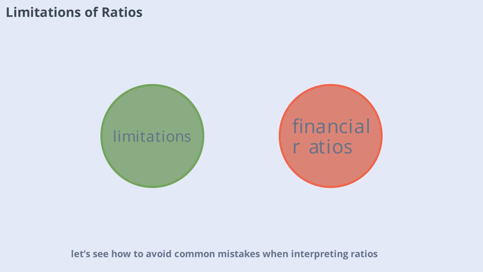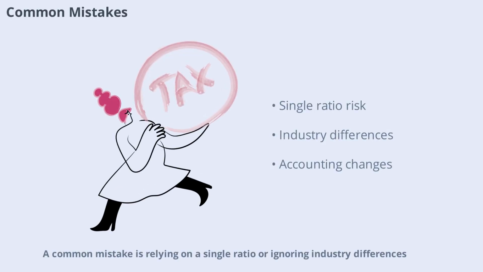Next, let's see how to avoid common mistakes when interpreting ratios. A common mistake is relying on a single ratio or ignoring industry differences. It's also easy to overlook changes in accounting policies or economic conditions that affect ratios. Always use multiple ratios, compare with industry benchmarks, and consider the bigger picture. Being aware of these pitfalls helps you make better financial decisions.